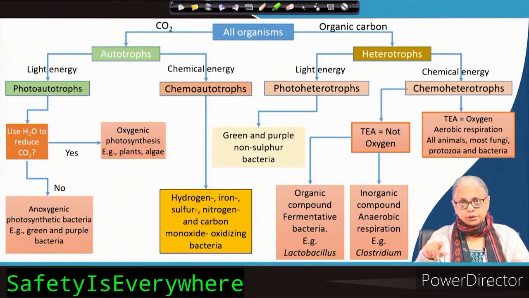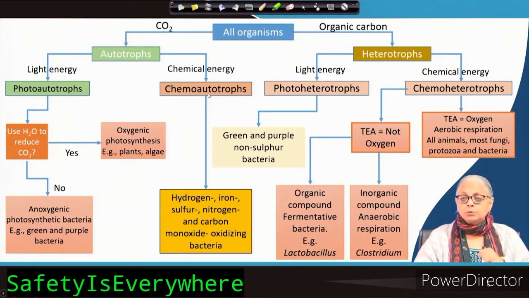So instead of water going to oxygen and CO2 going to organic carbon, we now have hydrogen sulfide going to elemental sulfur and sulfate, and in the process CO2 goes to organic carbon. That process is called anoxygenic photosynthesis, and the bacteria that are involved are called green and purple bacteria.